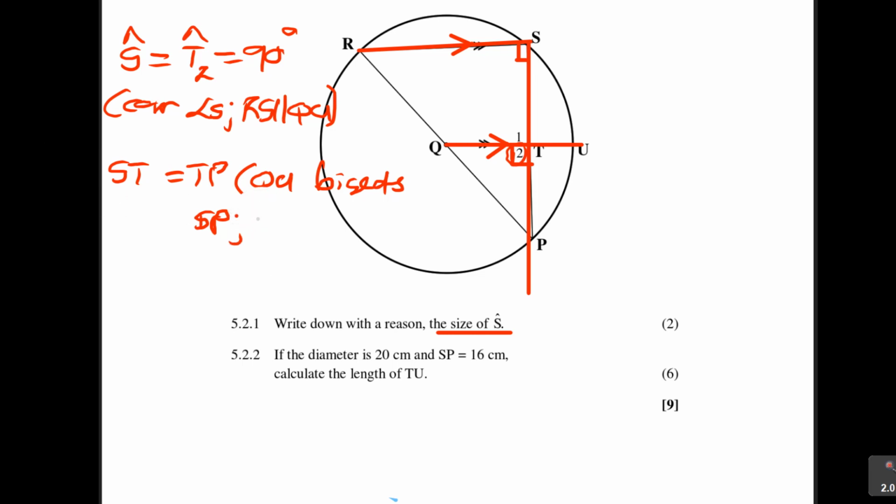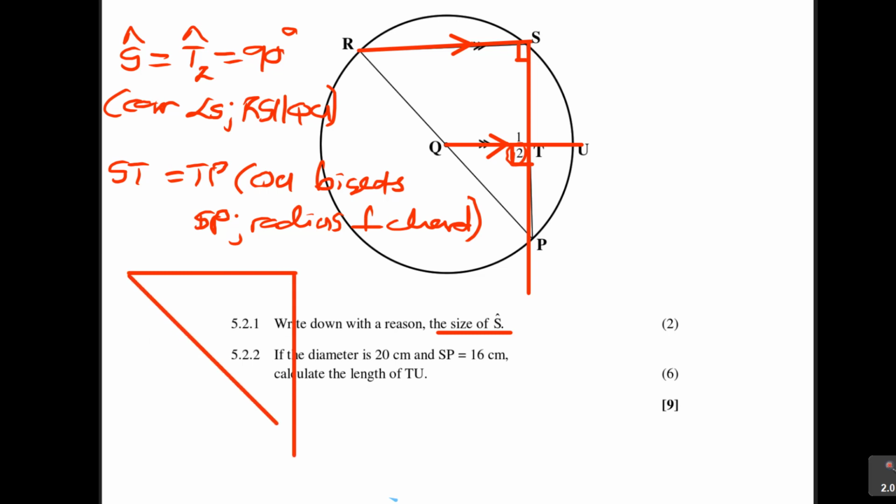Remember, we said radius perpendicular to chord. Okay. Or its converse. QU bisects SP, and then it's the converse theorem, that is the radius perpendicular to the chord. Then from there, you take to say if that bisects, then you've got now this kind of a triangle. And then you've got it now like this.